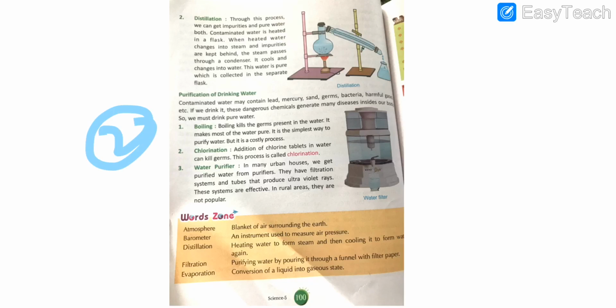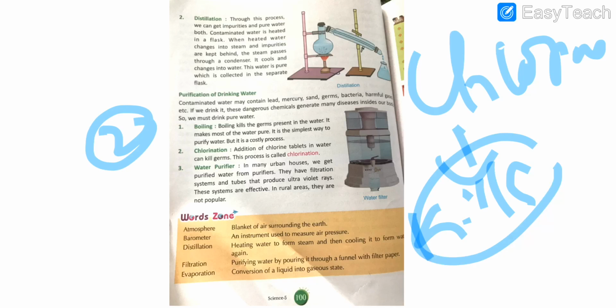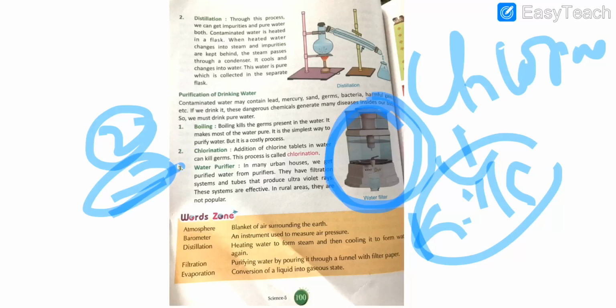Number second, chlorination. Students, this is the process of addition of chlorine tablets in water. Why do we add chlorine tablets? Because these chlorine tablets kill the germs, and this process is called chlorination. Number third, water purifiers. Students, in our houses we get purified water from purifiers. They have filtration systems and tubes that produce ultraviolet rays, and these systems are very effective.